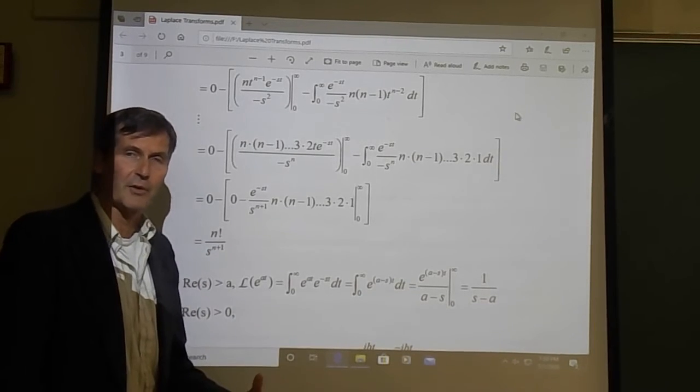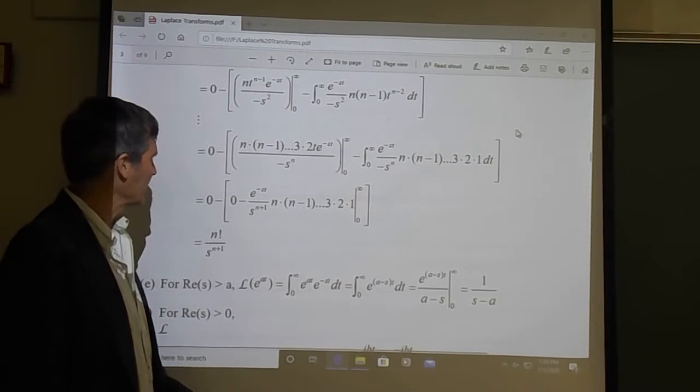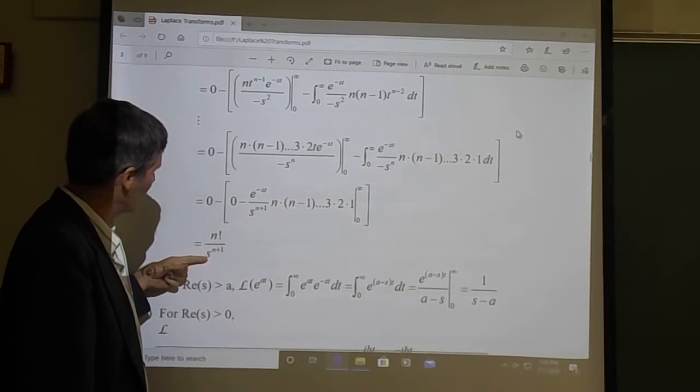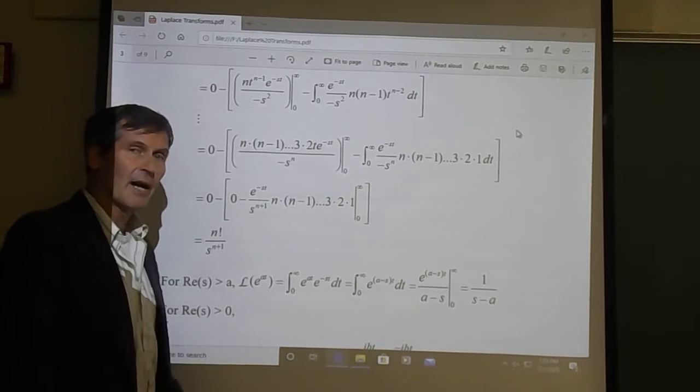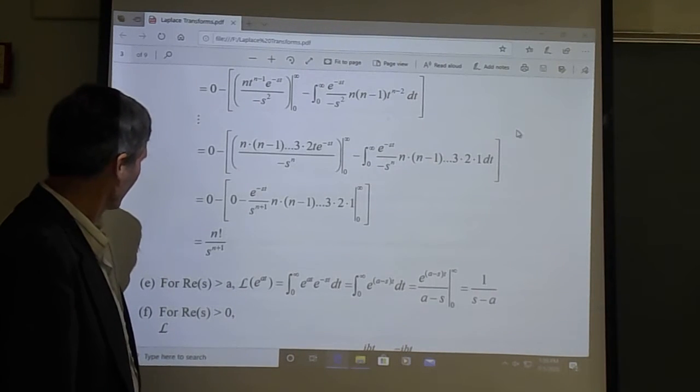Aha, there's a formula for the Laplace transform of t to the n, just like there's a formula for the derivative of t to the n. The Laplace transform of t to the n is n factorial over s to the n plus 1. Now you can take the Laplace transform of any power of t. How about that?